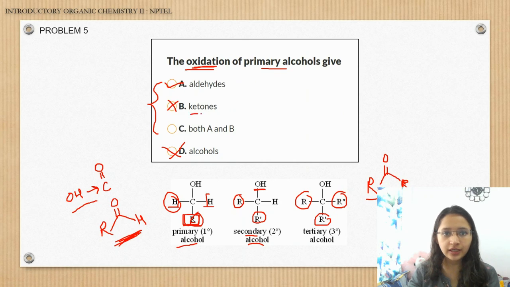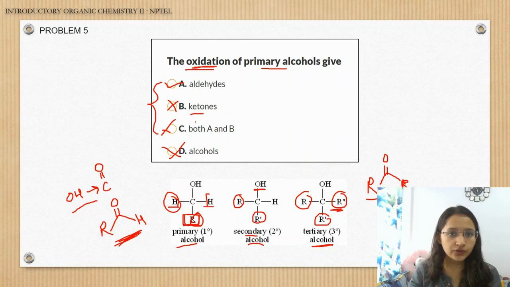to get a ketone. Not option C, because if they are asking what the oxidation of alcohols gives, then you can say that yes, both aldehyde and ketone can be formed, because in the alcohols we have three categories: primary, secondary, tertiary, right? And if you talk about the tertiary alcohol, it doesn't go for oxidation because it doesn't have a hydrogen to leave, right? So it is not going to give you an oxidized product. Okay, is it clear?